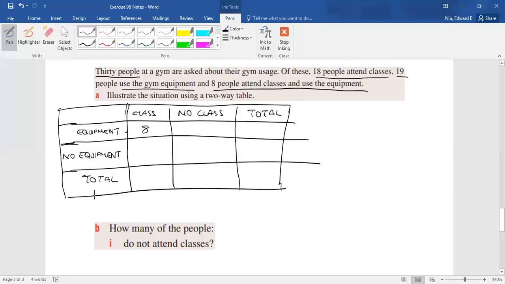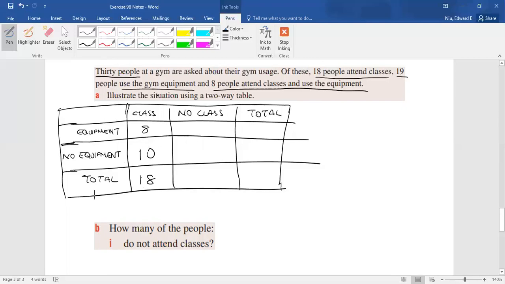Now, what we notice is 18 people attend class in total. So what we can say is, well, this total value, oh, hang on, mark that up. That's the equipment row. The 18 people that attend classes, well, that would go right about here, okay? And what that means is because 18 people attend classes in total, well, 8 already do both. That means 10 have to go to class and not use equipment for it to add up to 18. Otherwise, it wouldn't work. So from there, we've problem solved and figured out the no equipment and class square.